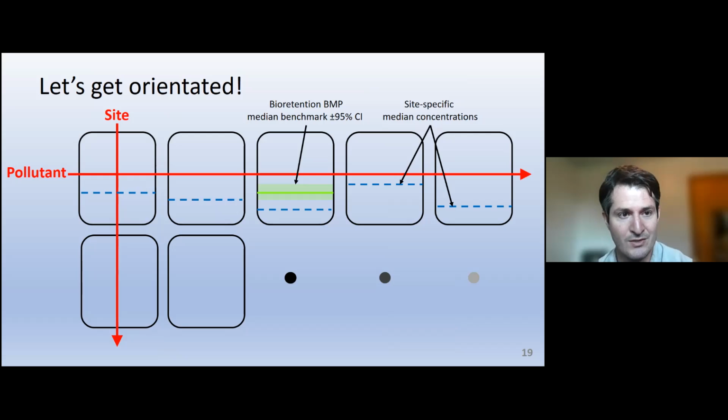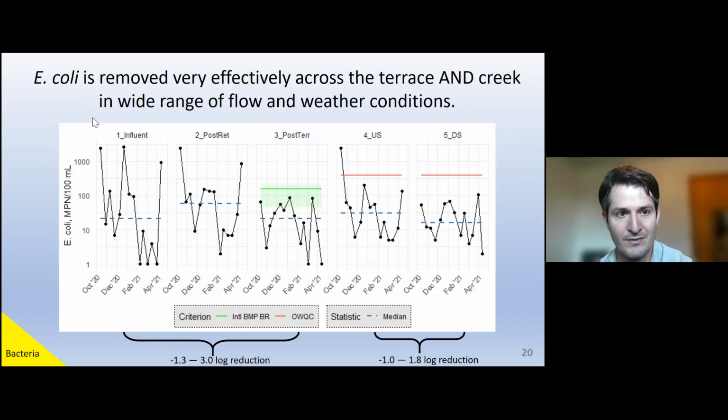So first set of results I want to show you, if you'll let me use a skiing or snowboarding analogy for the rest of this, we're going to go on the bunny slopes and start easy, and then we'll get into more complicated stuff. So first off, bunny slopes, bacteria. The main takeaway from the bacteria results I got was that the treatment terrace removed bacteria really well.